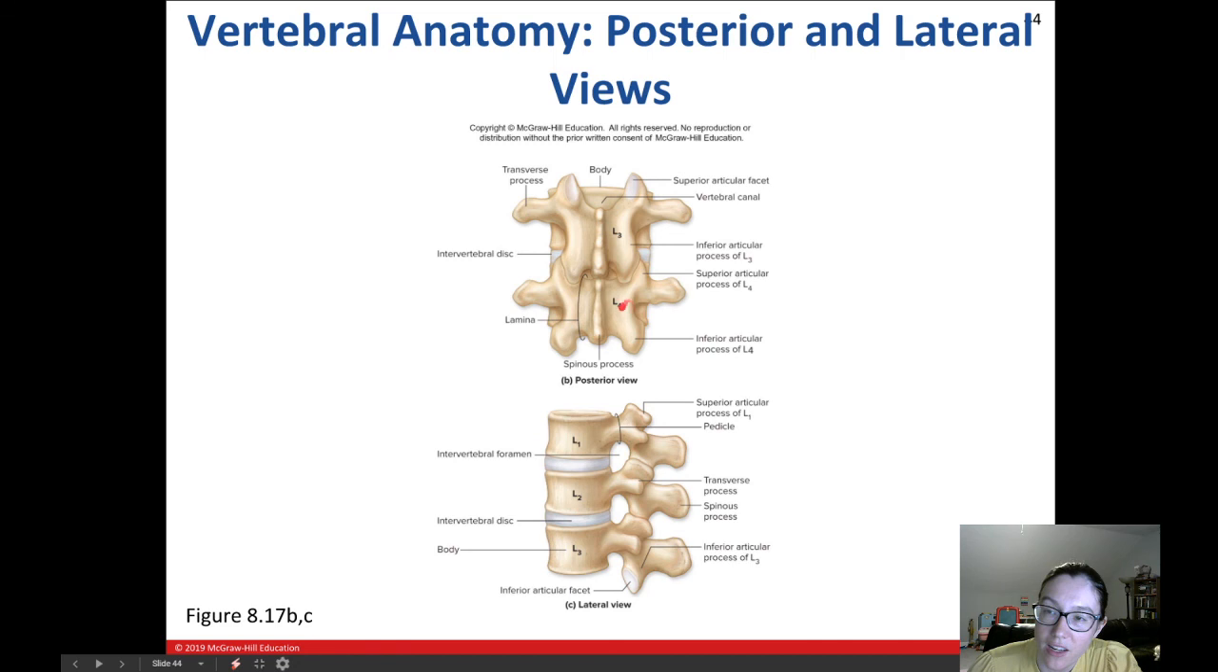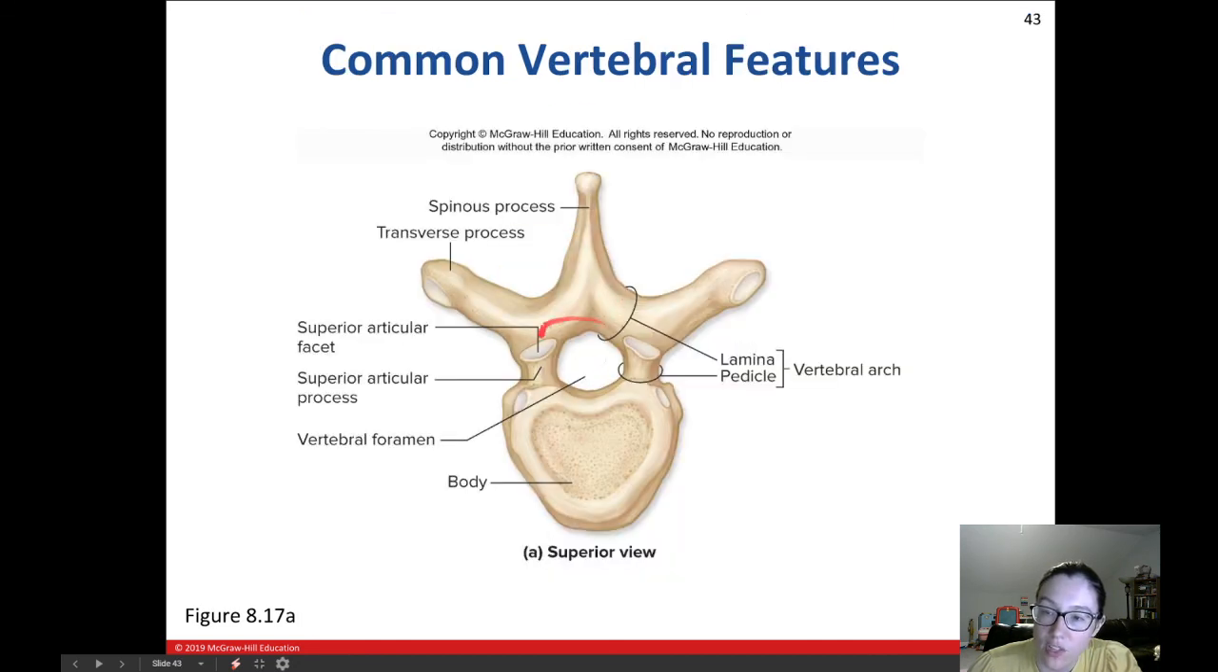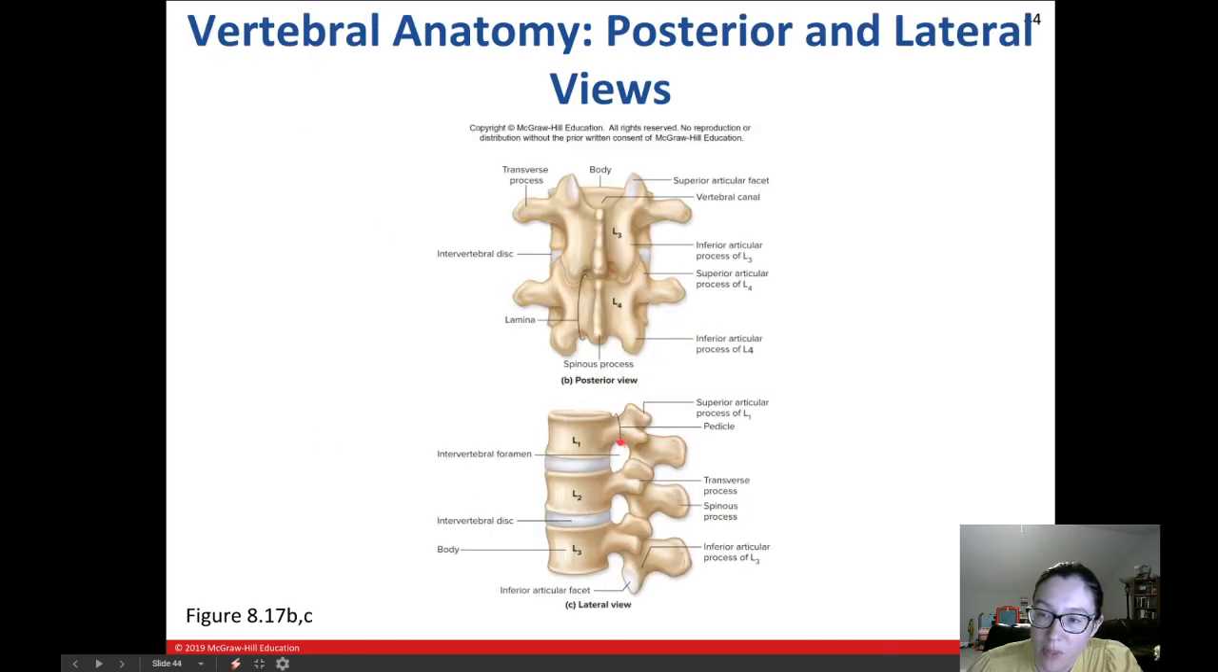Now, this is the vertebral foramen where the spinal cord goes, but if we look from the side, the intervertebral foramen is where some of our nerves come out, and it's just a little opening between the different vertebrae. And as you can see, the intervertebral discs sit between the bodies of each of these vertebrae. And this is the back view, so this would be the spinous process and the transverse process coming out. And then we have our superior articular facet on the top and the inferior articular facet on the bottom.